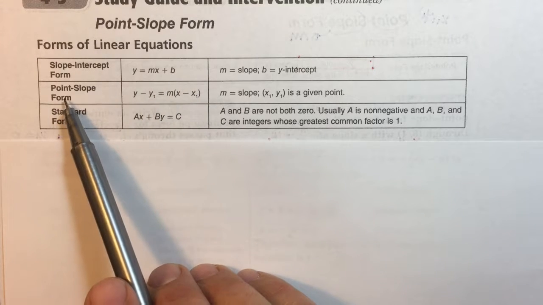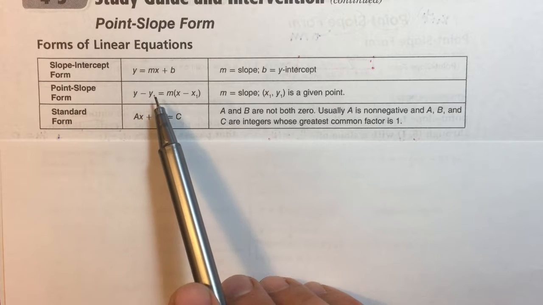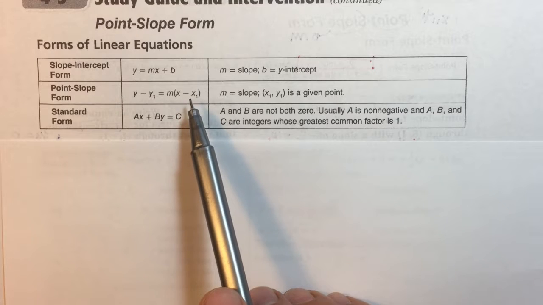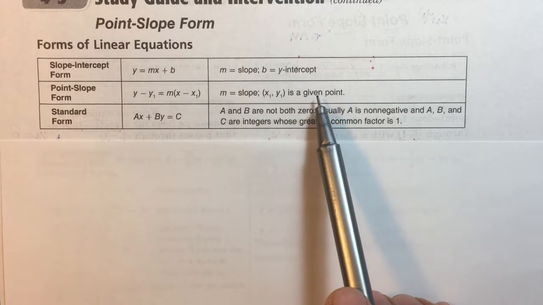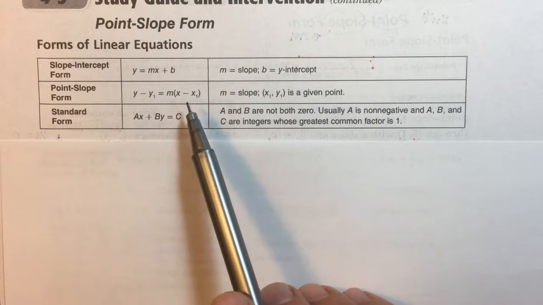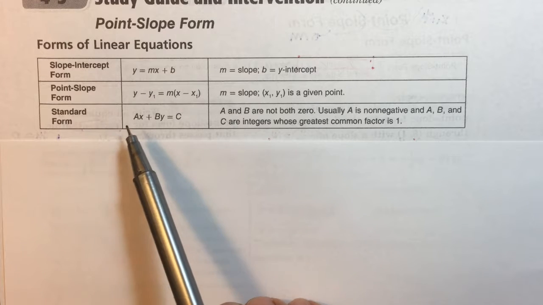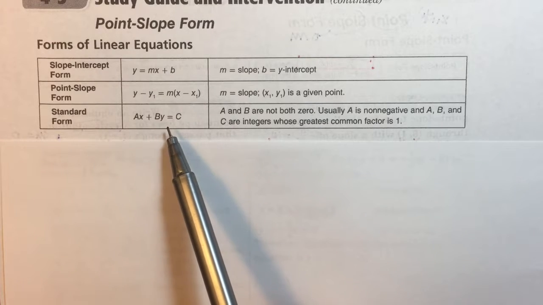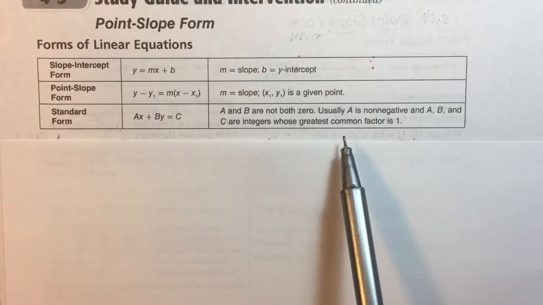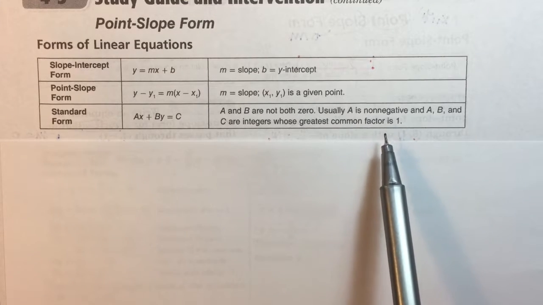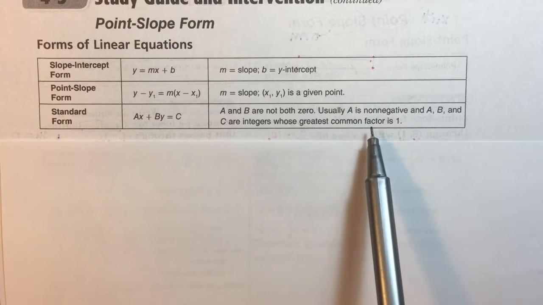The second one is the point-slope form that we just saw. It is y minus y1 equals m times x minus x1. The m is going to be the slope, and x1, y1 is going to be the given point that this line passes through. And the standard form, we saw it at the beginning, is given by ax plus by equals c, where a and b are both nonzero. Usually a is non-negative, meaning positive, and a, b, and c are integers whose greatest common factor is 1.